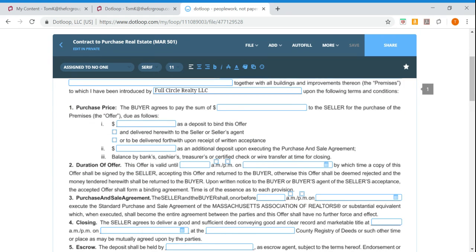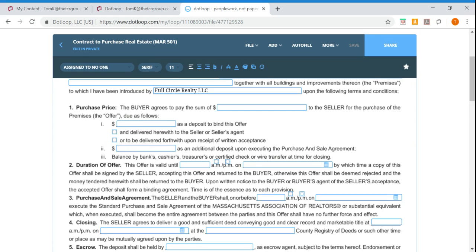Section 1, you're going to put the overall purchase price, and then you're going to put your 2 deposit amounts. So the first is your initial deposit. That's generally going to be right around $1,000, but it can vary. And it should be checked to be delivered forthwith upon receipt of written acceptance. That way you're not turning over a deposit with your actual offer. You're waiting for the offer to be accepted by the seller before you're giving your clients money to be put in escrow.